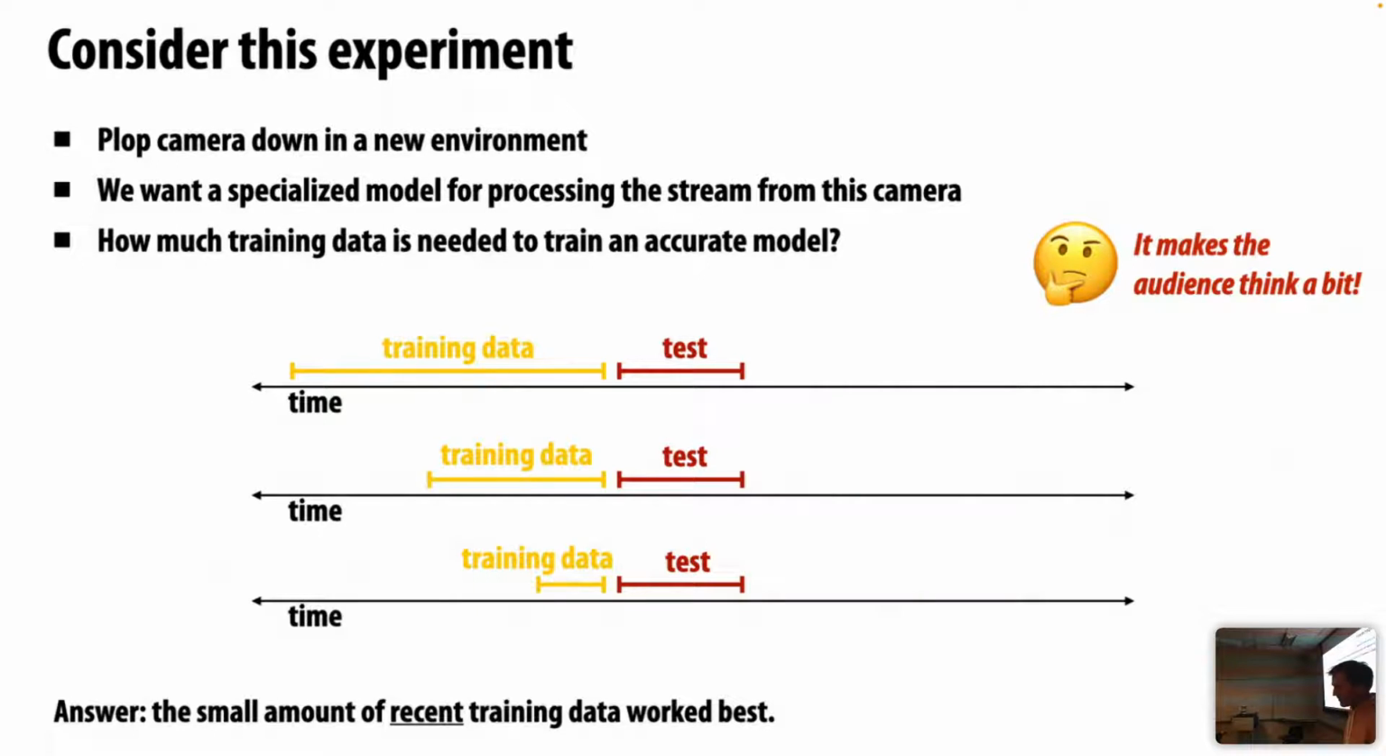Oh, sorry, I missed it. Yeah, so I missed the build, right? So this one worked best, right? And so it kind of makes sense, right? Like the last 5 minutes are really indicative of the next 5 minutes, and so overfitting can occur and stuff like that.